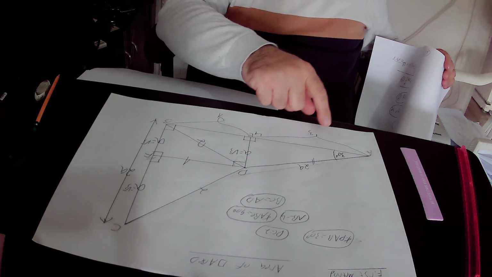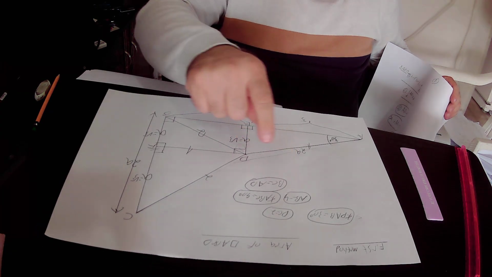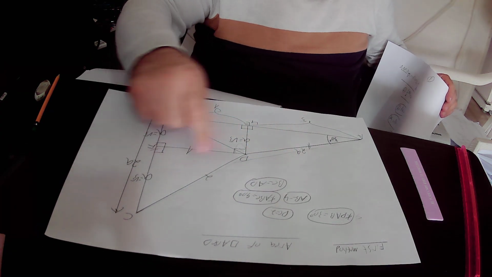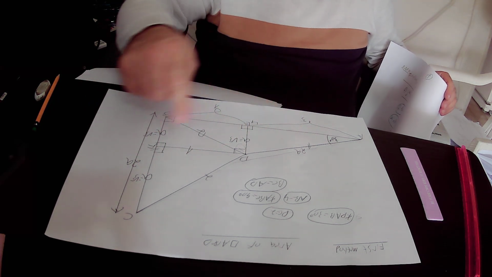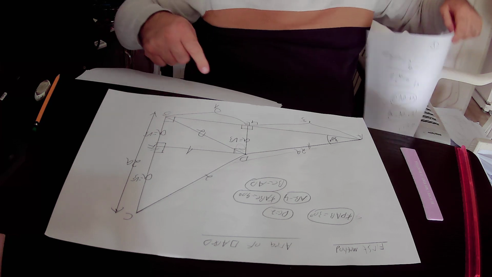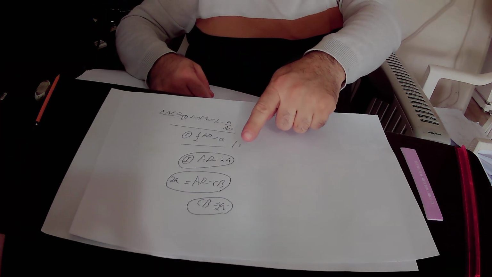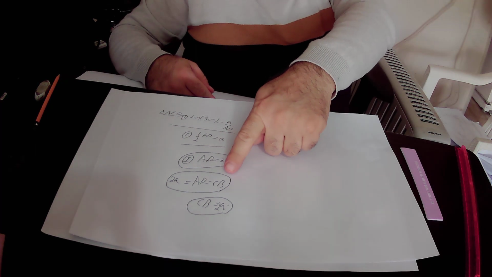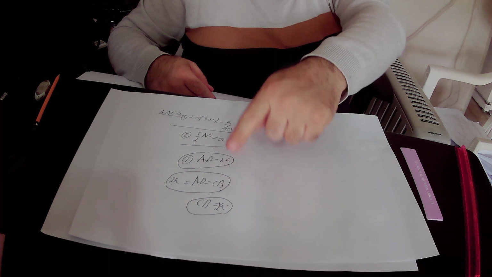But because it is given in the question that AD equals BC, so if AD equals BC and AD equals 2A, then BC will also be equal to 2A.